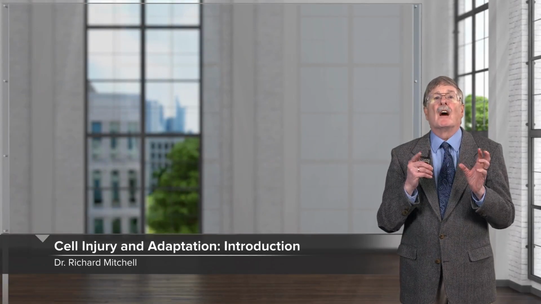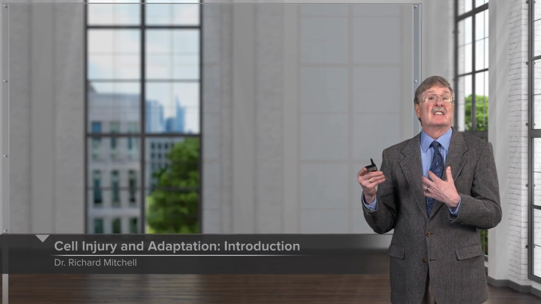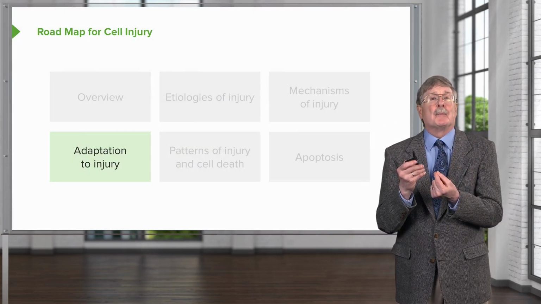All right. The next topic that we're going to talk about in regards to cell injury and death is how tissues and cells fight back. They adapt to injury. They don't just get hit and call it a day. They do adapt. Here's our roadmap.